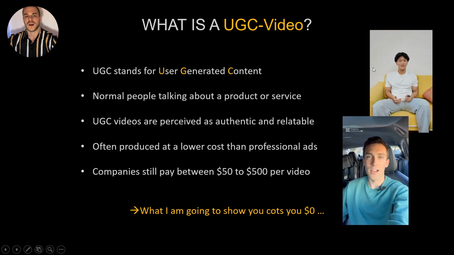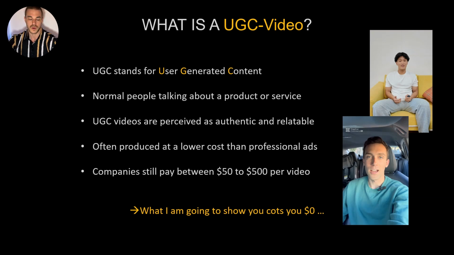Normally, these videos are not very edited or artificial, they're just raw, and these videos are perceived as very authentic and relatable. And often these videos are produced at way lower costs than professional ads, but companies still pay between $50 to $500 for a video like this. And you probably know a lot of examples of UGC from your social media feed. An influencer holding a product into the camera and saying something nice about the skin cream or whatever product.